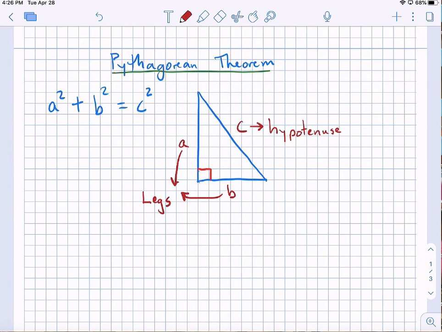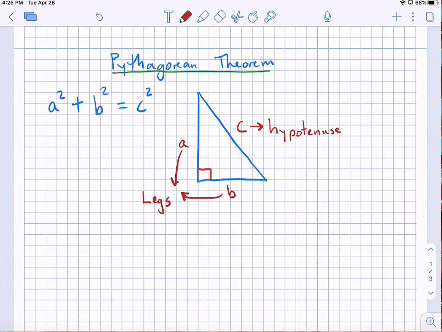And remember, it shouldn't matter if the triangle is sitting nice and neat just like this one, or if it's flipped around or turned or anything like that. Always the two sides that make the right angle are the legs. They are your A and B. And the side that is not touching the right angle, this side right here that I just highlighted, is always the C value.